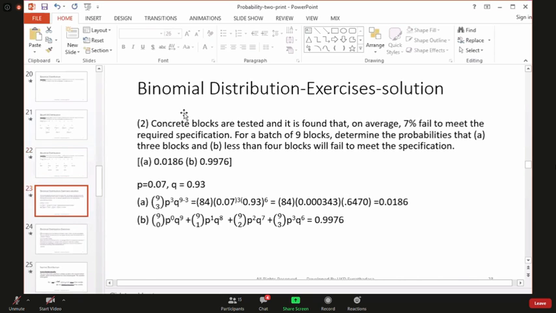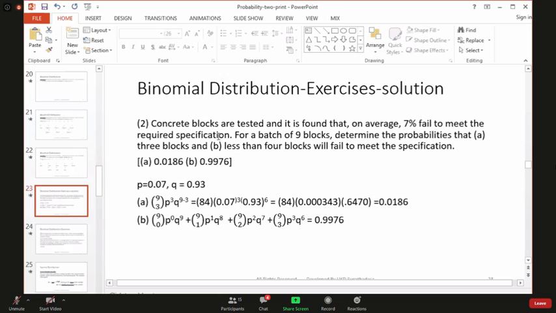Now see some example, the concrete block example. So these are practical examples, the practical usefulness of this kind of thing. It is heavily used in industry applications. This is an engineering application, the concrete blocks are tested against their specification.